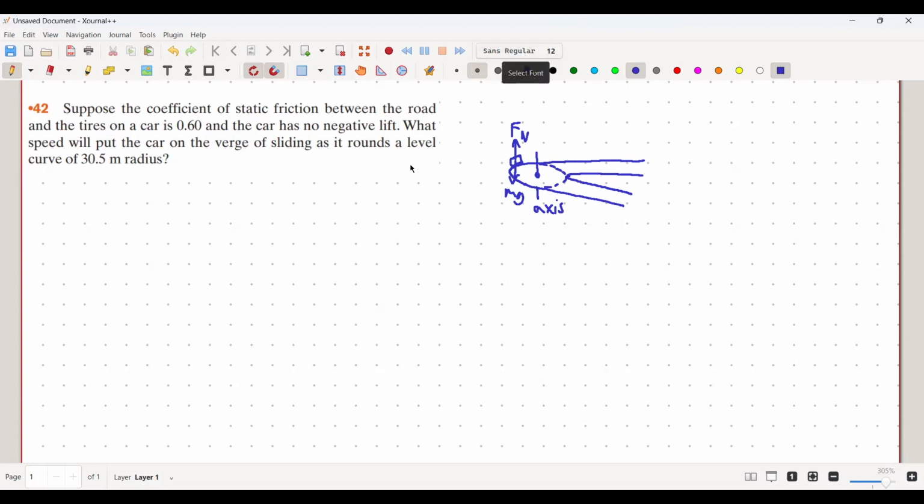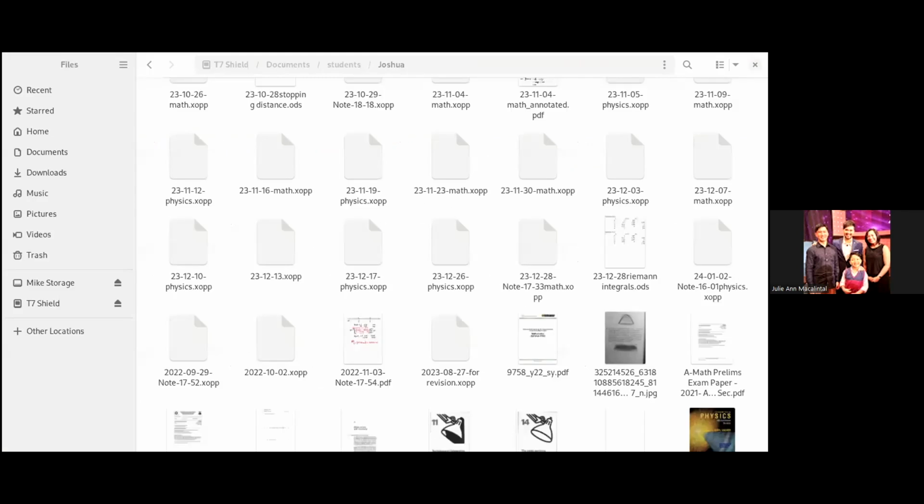Sige, i-share ko yung screen ko. Rounds yung curve daw eh. Ganito yung itsura nung roundabout. Parang hanap ako ng roundabout. Sige, kuha ko ng image ng roundabout. Roundabout po siya. Okay. So, let's say roundabout yung model natin. Buksan ko lang yan. Kailangan ko image.